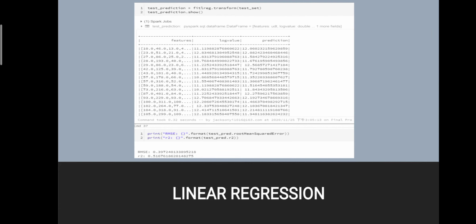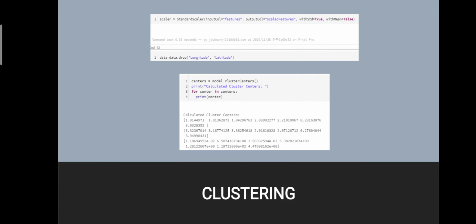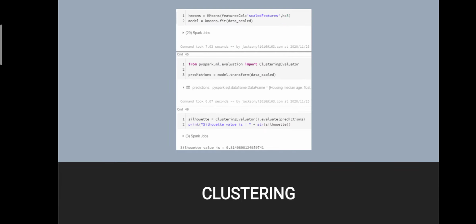For the test set, the results are similar. So honestly, linear regression doesn't have an ideal performance here. Then we did the clustering. We set k equal to 3, and the centers are shown in the result. The silhouette value is about 0.81, which is close to 1, so the different clusters are not similar to each other. This is a good result, which is what we want.